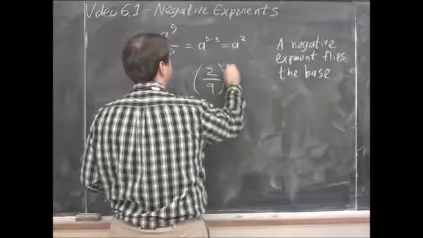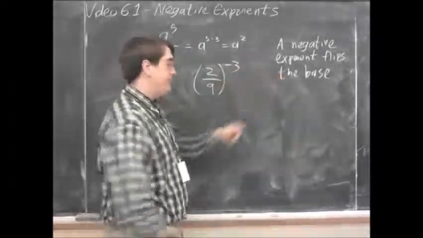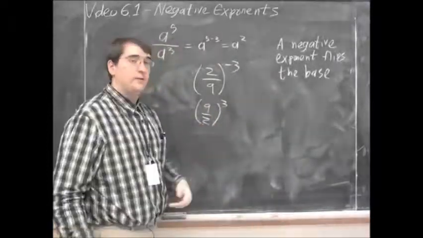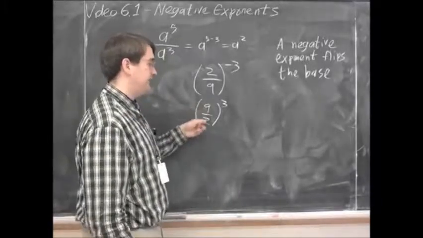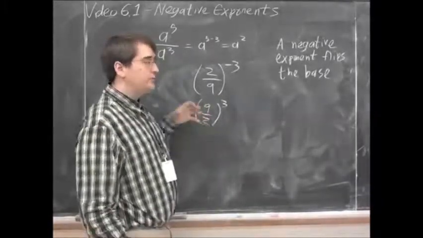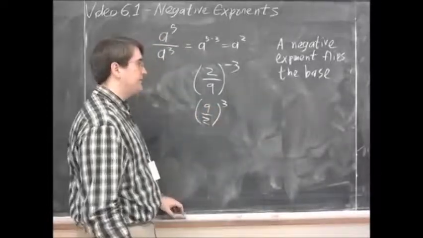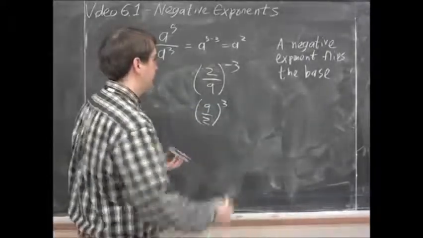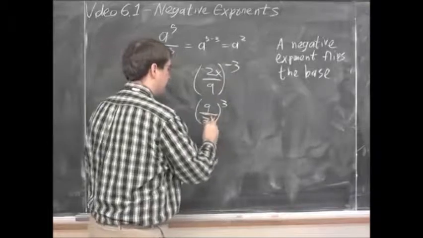If we had something else, like say 2/9 to the power of negative 3, the negative power means we flip the base to get 9/2, and we raise that to the power of positive 3. And so that would give us 9/2 times 9/2 times 9/2, which we could then multiply across and eventually be 9 cubed divided by 2 cubed. If you have a letter or anything like that, if it was 2x over 9, then it's 9 over 2x.